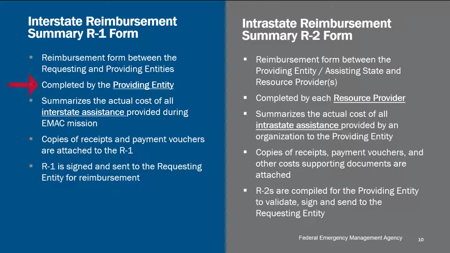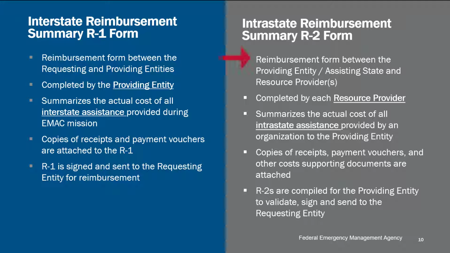The R1 is the reimbursement form between the requesting and providing entities. It is completed by the providing entity and summarizes the EMAC mission cost. The R1 contains the actual cost of all interstate assistance delivered by a providing entity and has copies of receipts and payment vouchers attached to it. Once the R1 is completed, it is signed and then sent to the requesting entity for reimbursement.